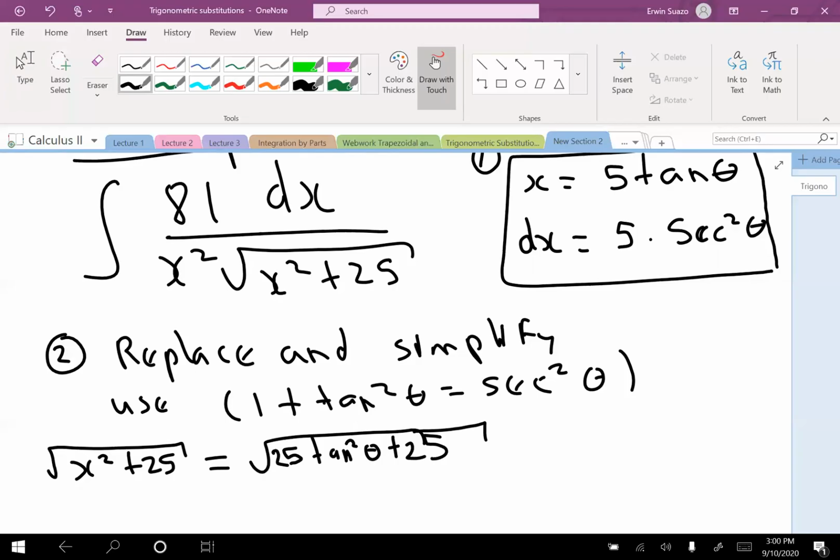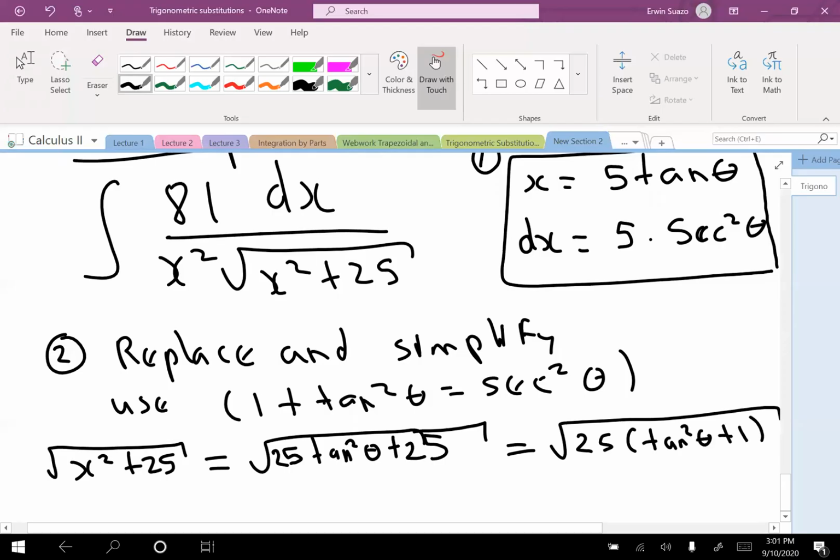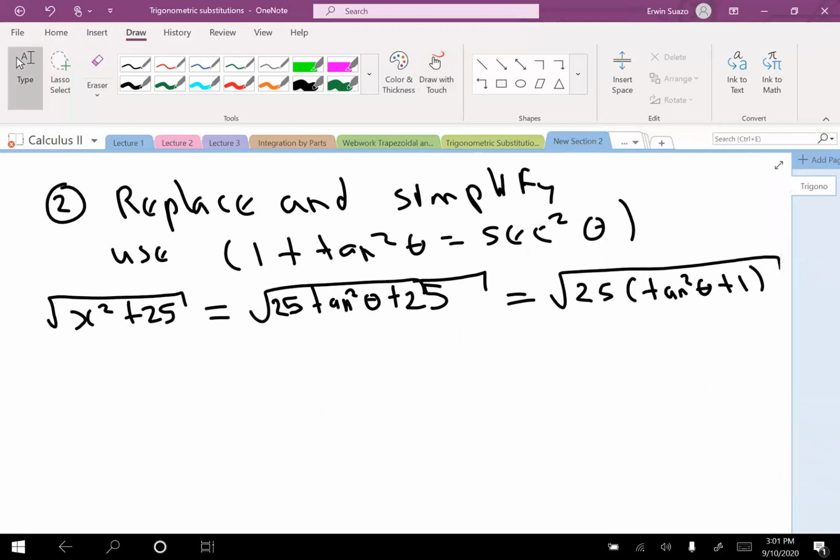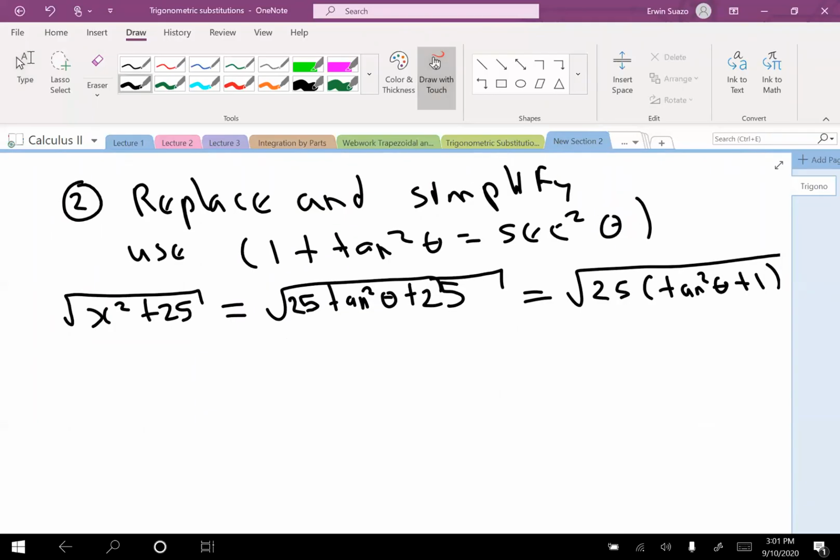And then I factor the 25. So I get the square root, factor the 25, and I get tangent squared of theta plus 1. And now, what is tangent squared plus 1? What is this? Tangent squared of theta plus 1 is? Secant squared. Secant squared, thank you. This is secant squared.